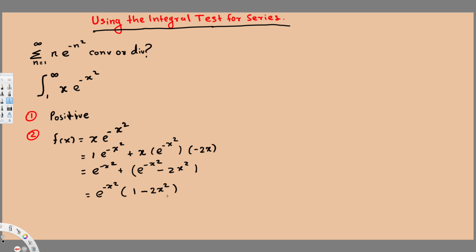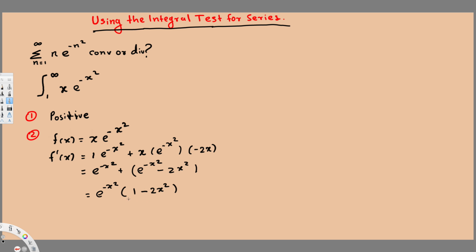Now all we have to do is find the critical points. To find the critical points, we are doing the derivation. So this is the original function. Let's put the derivative sign right here, f prime of x.